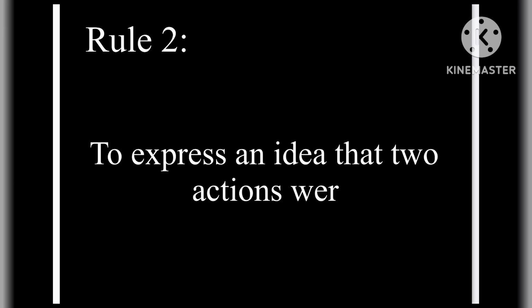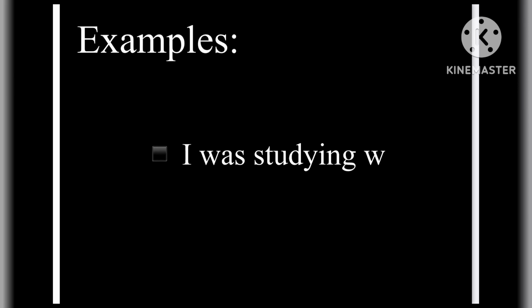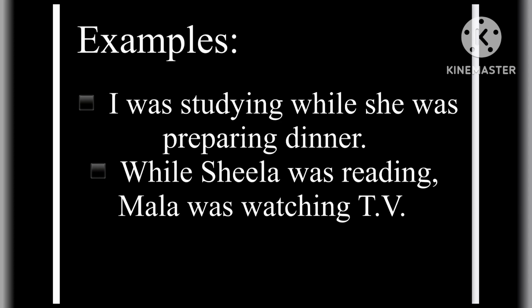Rule number 2. The past continuous tense is used to express that two actions were happening parallel at the same time in the same sentence. Examples for rule number 2: I was studying while she was preparing dinner. While Sheila was reading, Mala was watching television.